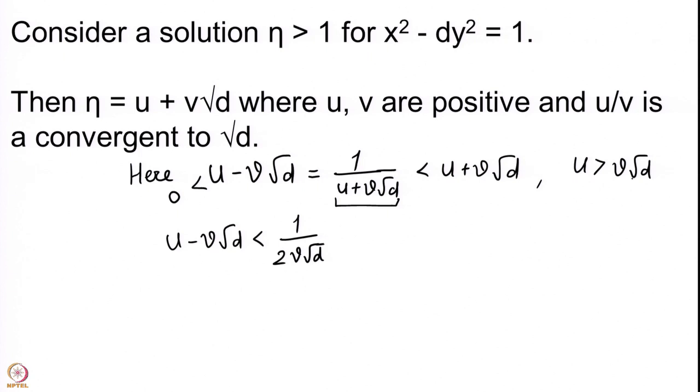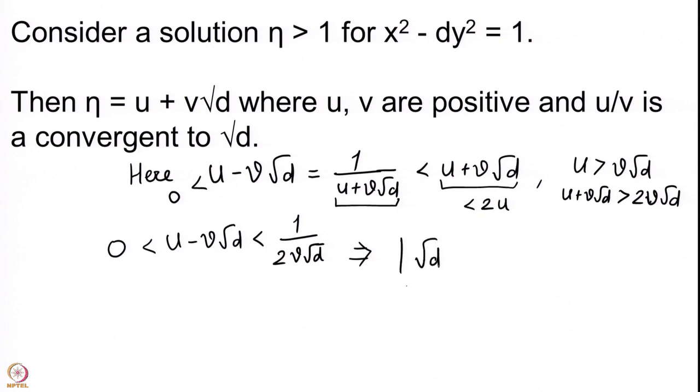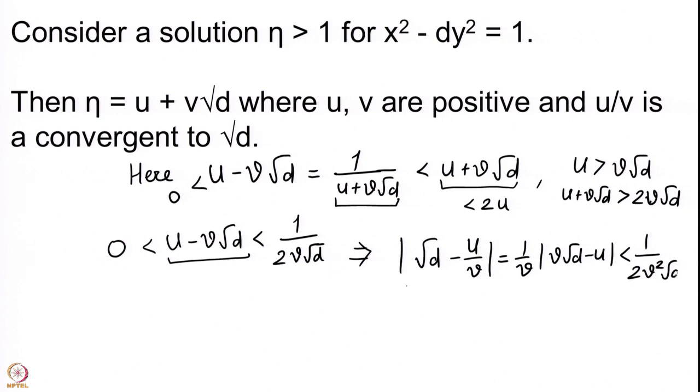Since u is bigger than v root d, u plus v root d is bigger than 2 times v root d, and so the reciprocal is less than 1 upon 2 v root d. So, u minus v root d, these are both positive numbers, is less than 1 upon 2 v root d, and therefore root d minus u by v, which is really 1 upon v times (v root d minus u), which is simply the mod of this, is less than 1 upon 2 v square root d, which is further less than 1 upon 2 v square.